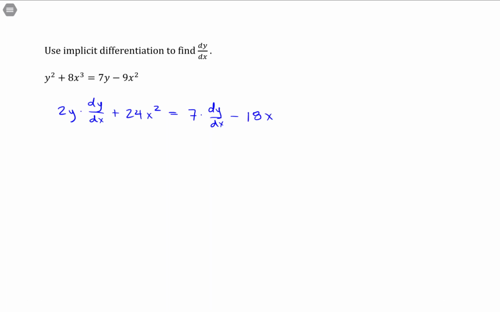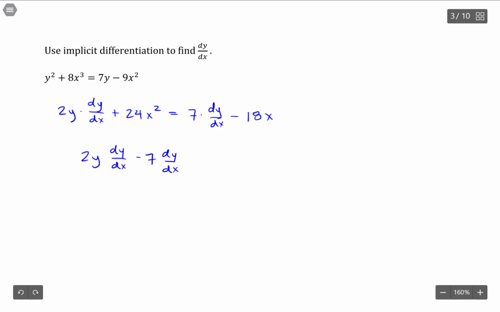And the last thing to do is to collect all of our terms algebraically so that we get dy/dx by itself. So first thing, I'm going to move 7 dy/dx to the left and 24x squared to the right. So 2y dy/dx minus 7 dy/dx equals negative 24x squared minus 18x. I will factor out dy/dx on the left-hand side.